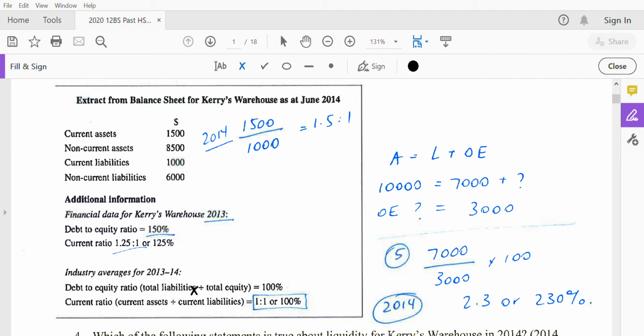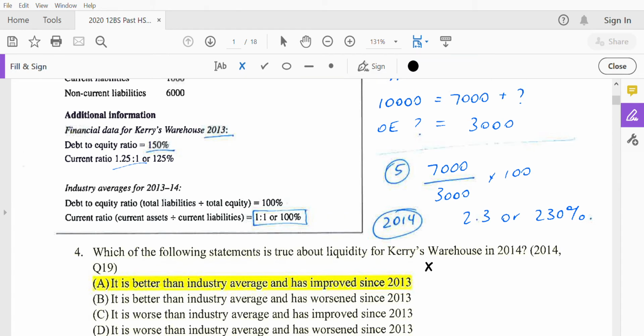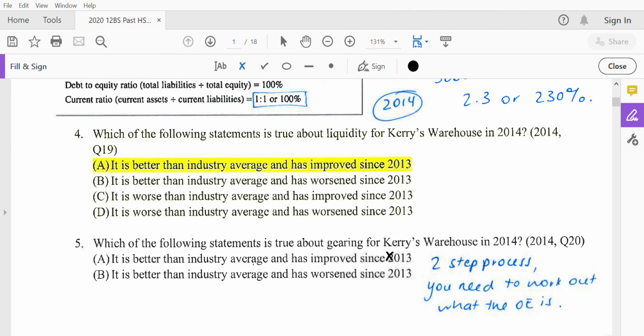So which of the following statements is true about liquidity for Kerry's warehouse? It is A. It is better than industry average and has improved since 2013. Now, the way we work that out is we go back up to the top here and we have a look at what our current assets are, what our current liabilities are, and then we work out our formula there. We know what the industry average is, so then we can make a comparison between 2014 and 2013.